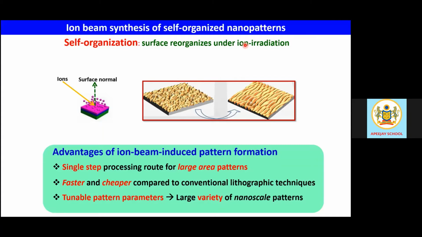Then the pattern parameters are tunable. So this offers a large variety of nanoscale pattern formation. So that's a possibility. That's a huge win-win situation. It's not restricted by the electrical conductivity of the specimen, the film or substrate that we intend to create patterns on.